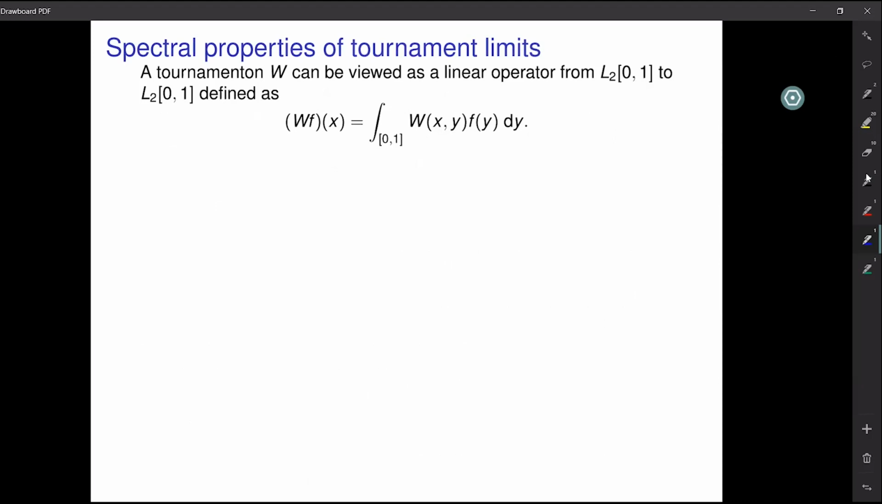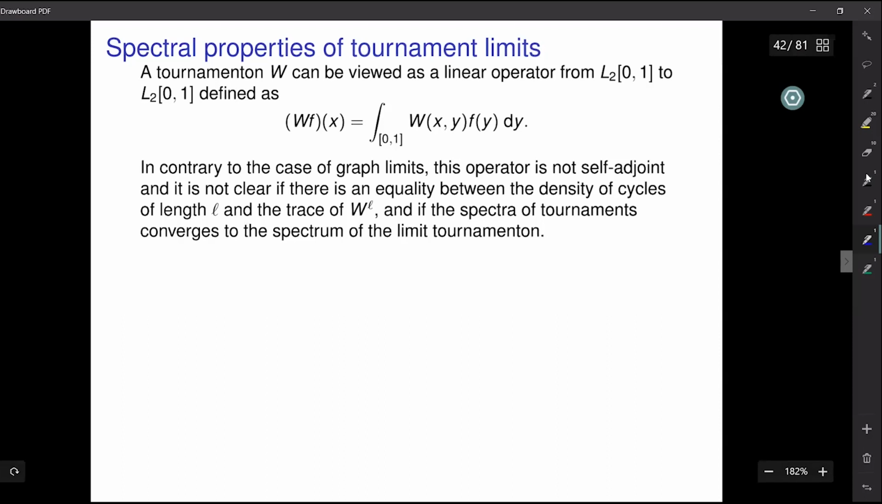And the linear operator coming from the graphon is self-adjoint, so it has really nice properties. It has real eigenvalues and everything is nice. For tournaments, we don't have this symmetric property. We have only that the diagonal entries sum up to 1. So it's something different. It's not self-adjoint, and we don't know if the density of cycles of length L is anyhow related to the trace of the tournamenton to the power L.